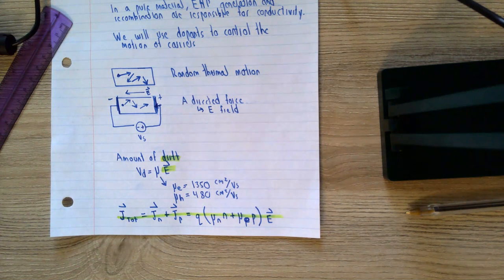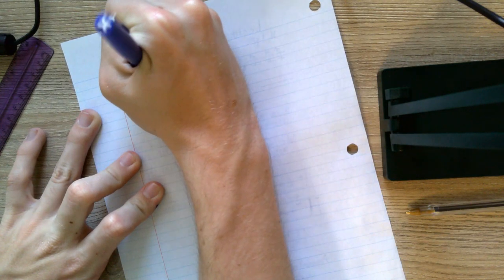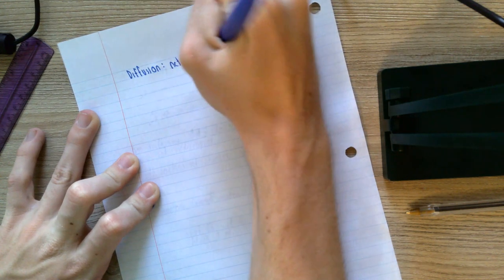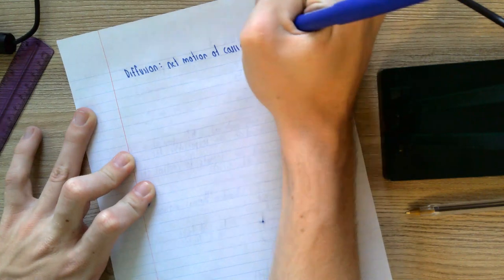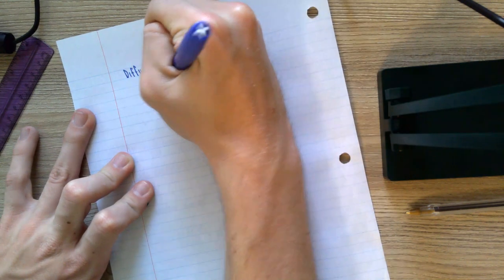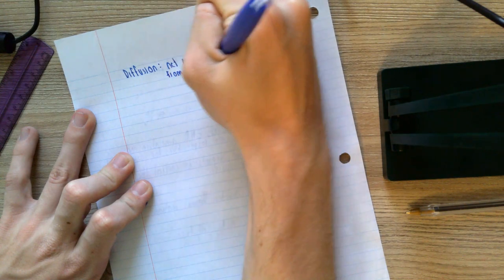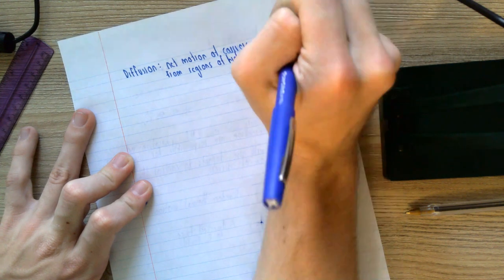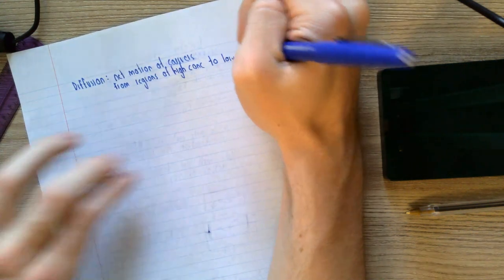And now we're going to talk a little bit about diffusion. Remember I told you guys drift is due to the electric field, and diffusion is due to the gradient. So we're going to look a little bit at what diffusion is. Diffusion is the net motion of carriers from regions of high concentration to low concentration. Because think, if you're in a crowd, and no one likes being in a crowd, right?